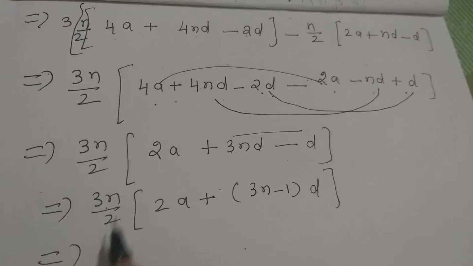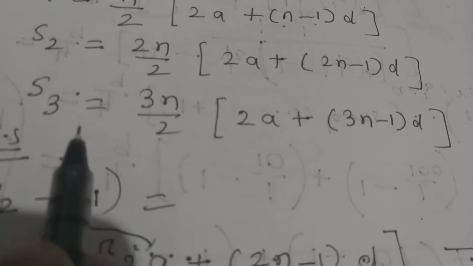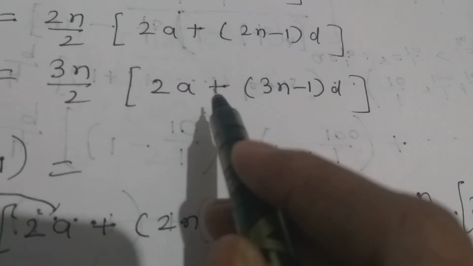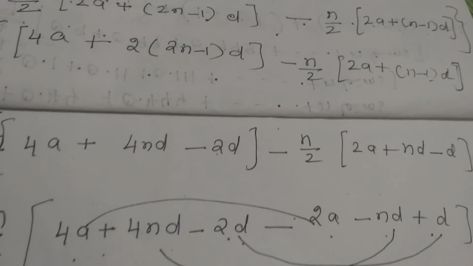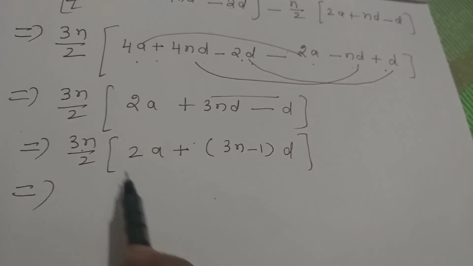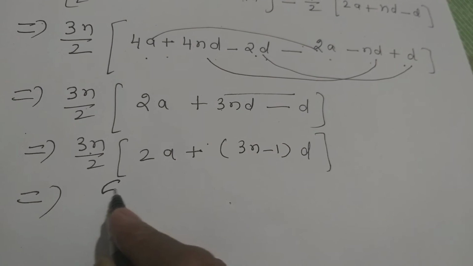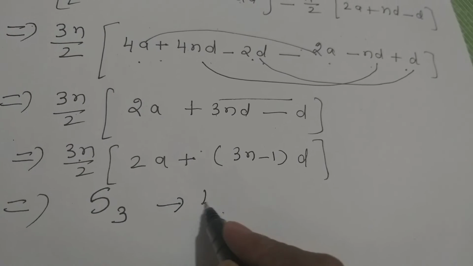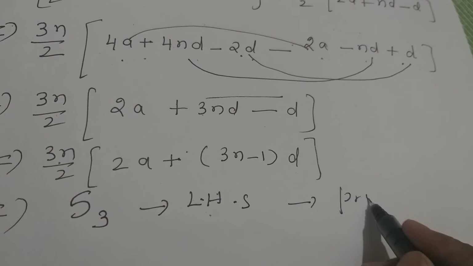Okay. Now what is your S3? 3n by 2, 2a plus 3n minus 1 into d. Okay, go through the steps slowly and see what you got. 3n by 2, 2a plus 3n minus 1 into d. So what you got now? S3, which is here the LHS. So hence proved.